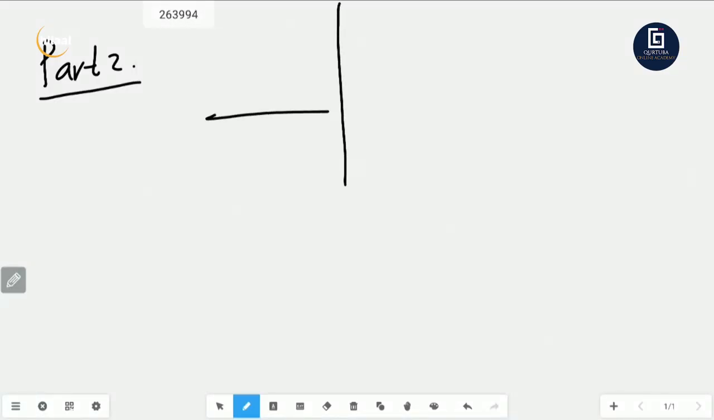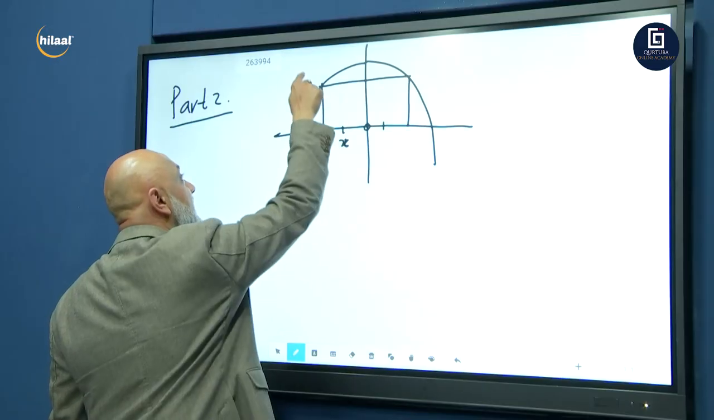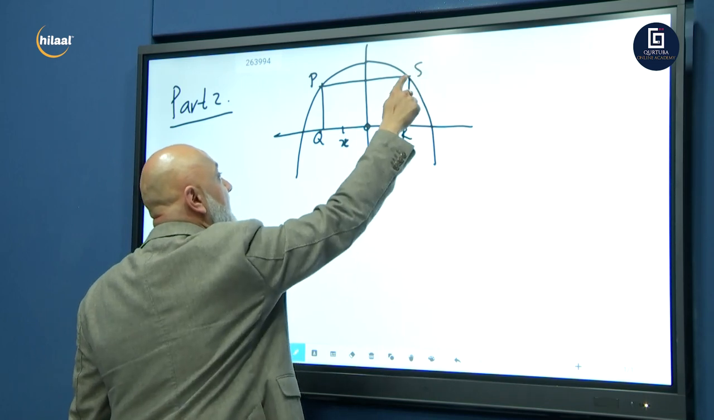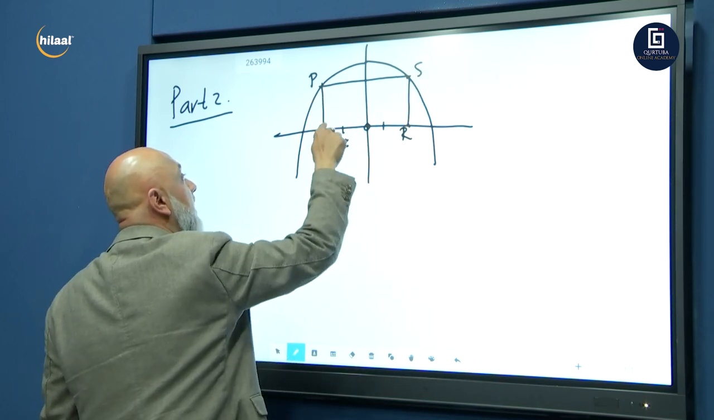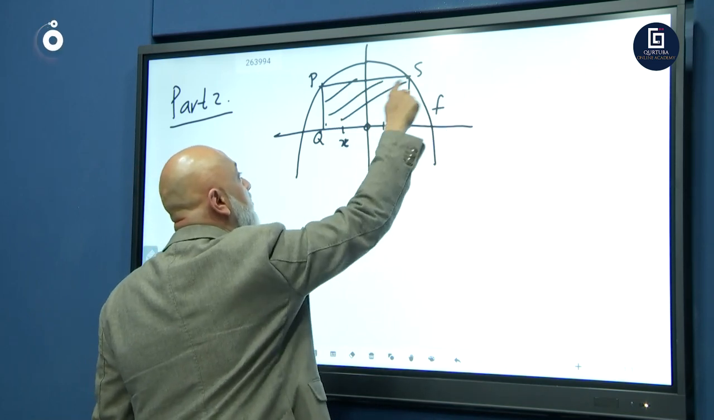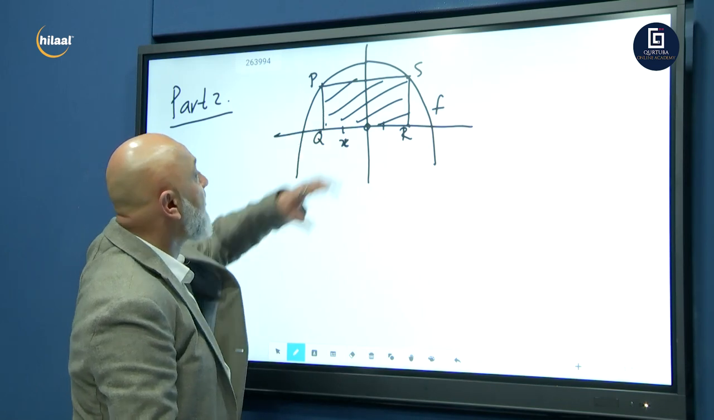So let's say they gave you a graph like this. They gave you a parabola like that. They gave you a rectangle. That piece is equal to that piece. That piece is x. Let's say this is P, Q, R, S. These points, P, Q, R, S. And they tell you this is graph f. They shade that part. They want the area. Find the maximum area of the shaded part.